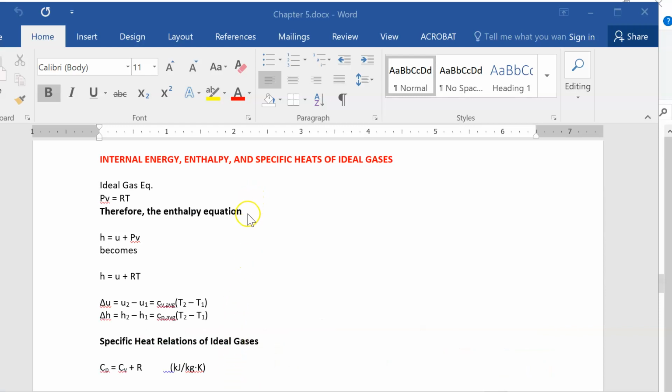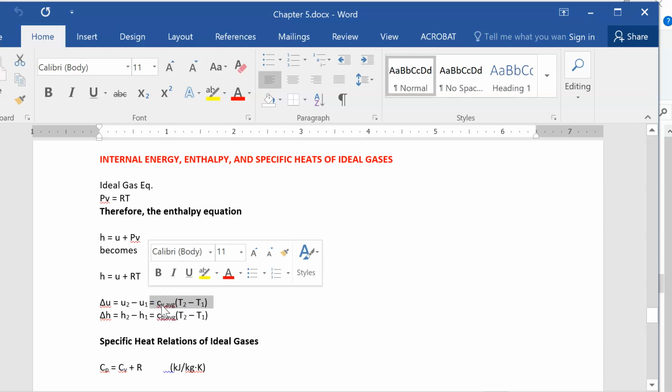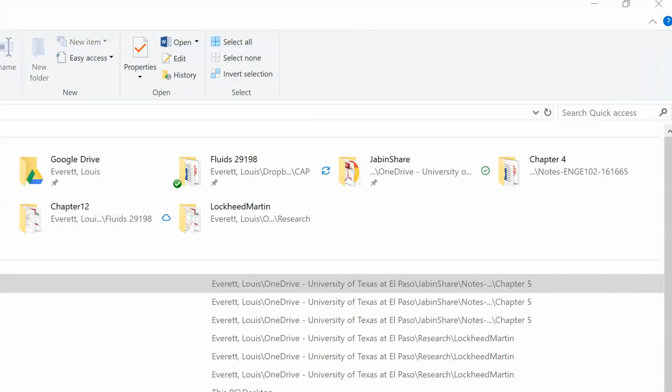Okay, here is a section that I'm showing from the summary of the book in chapter 5. For an ideal gas, if you notice, the change in internal energy right here is the coefficient of specific heat, CV, times the change in temperature. So that's the change in internal energy for the system. Okay, so let's take a look at our other system.